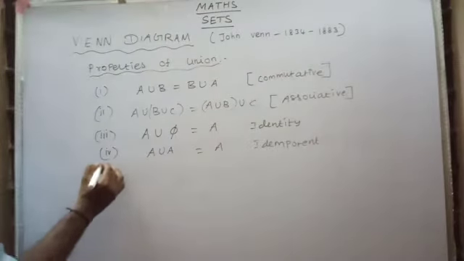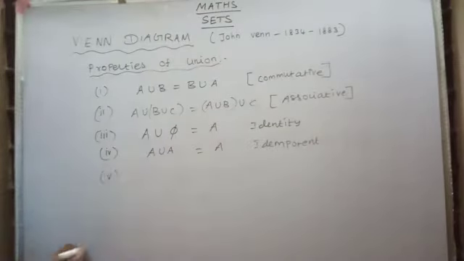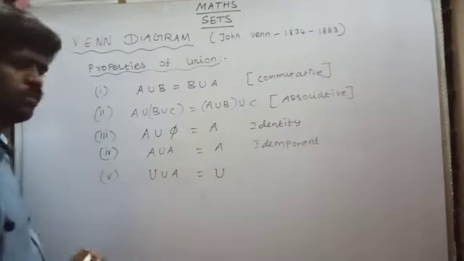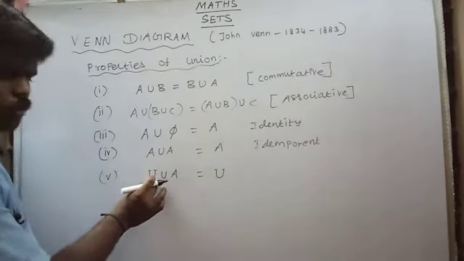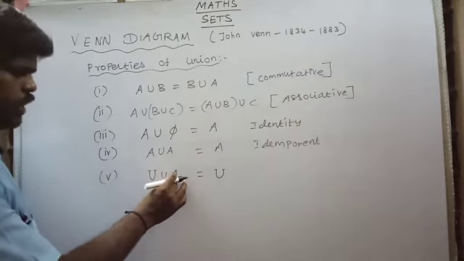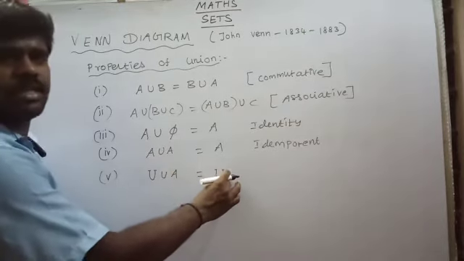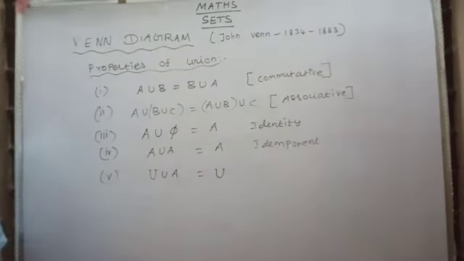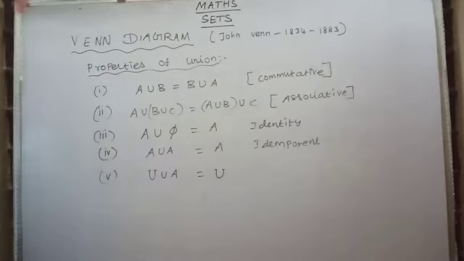And number 5, universal property. U union A is equal to U. This is the universal set U union A. The answer is the universal set. Okay, so this is the universal property. So these are the properties of union.